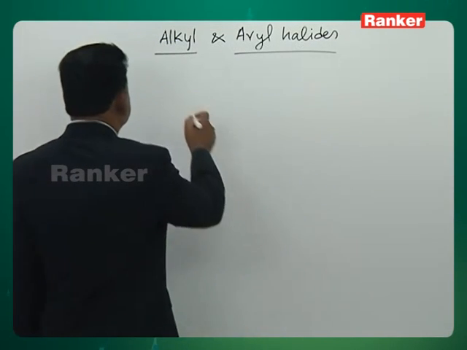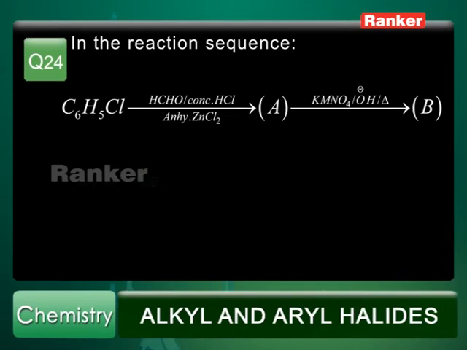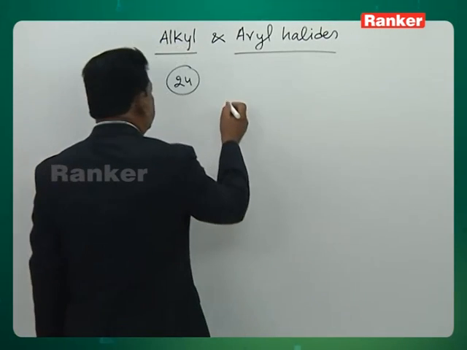Let us go to the next question, 24. The question is phenyl chloride, that is chlorobenzene, treated with formaldehyde in presence of concentrated HCl and anhydrous zinc chloride. Compound A is formed, which on oxidation with permanganate in basic medium and heating forms compound B. What is compound B, it is asking. The options are given. A is parachlorobenzyl chloride, B is orthochlorobenzyl chloride, C is parachlorobenzoic acid, and D is ordinary benzoic acid. Now, what happens in this reaction?